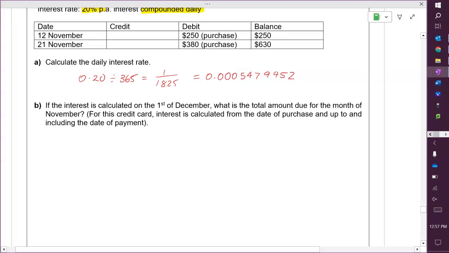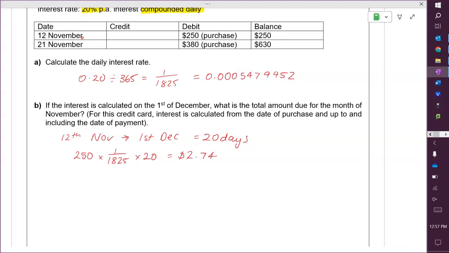For this credit card, interest is calculated from the date of the purchase and up to and including the date of payment. So our first one is from the 12th of November through to the 1st of December. Now that is 20 days. So to find out how much interest there is, we're going 250 multiplied by our interest rate, which we've calculated above, multiplied by how many days. So we get 2.74. So $2.74 for that $250 purchase for 20 days.